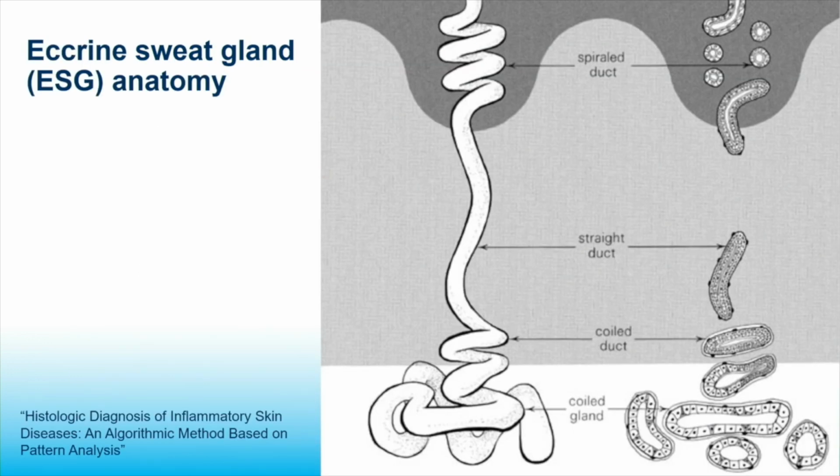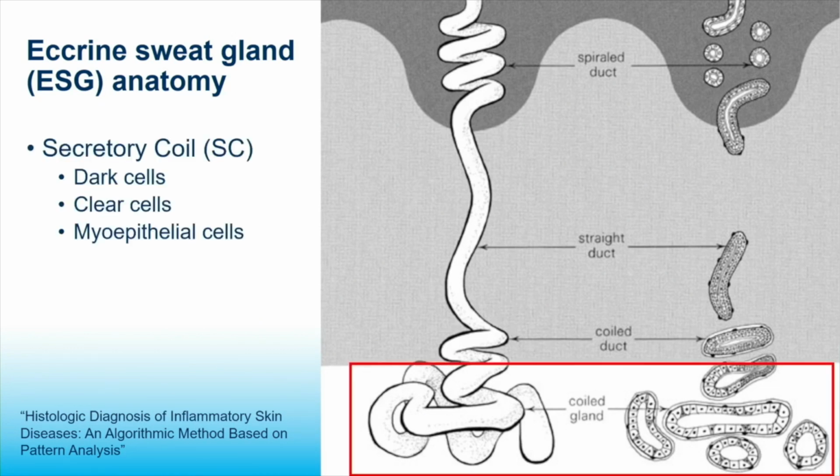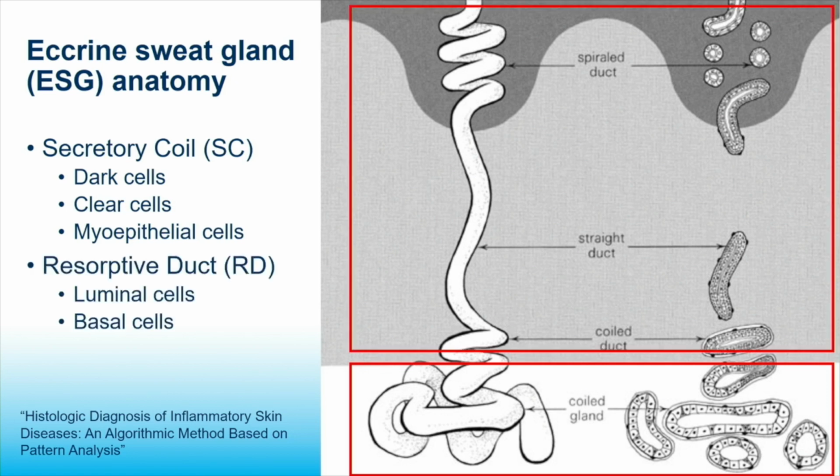To zoom in a little further, eccrine sweat glands contain 5 major cell types. Within the secretory coil, there are two layers of cells. On the interior are the dark cells and clear cells that are together referred to as secretory cells. And surrounding the secretory cells are the myoepithelial cells, which are spindle-shaped contractile cells that function to squeeze the sweat upwards. And in the reabsorptive ducts, there are also typically two layers of cells that we refer to as luminal cells on the interior and basal on the exterior.